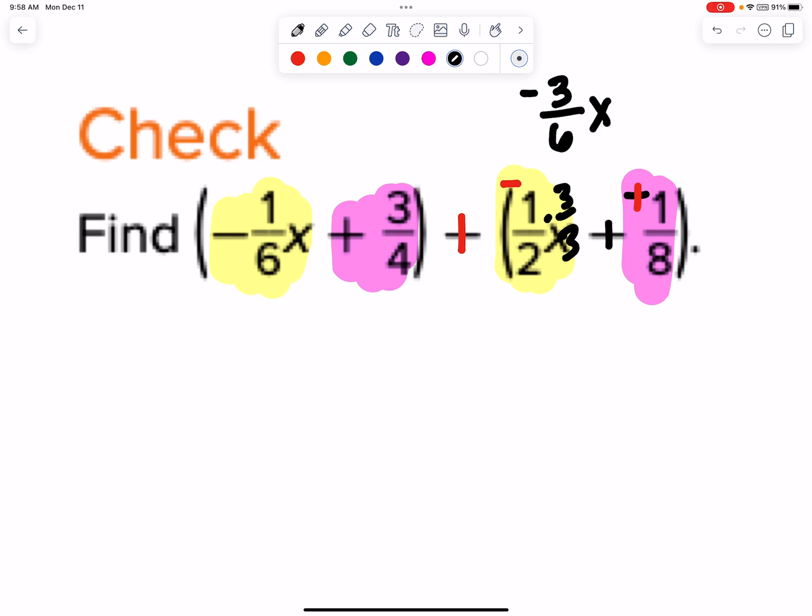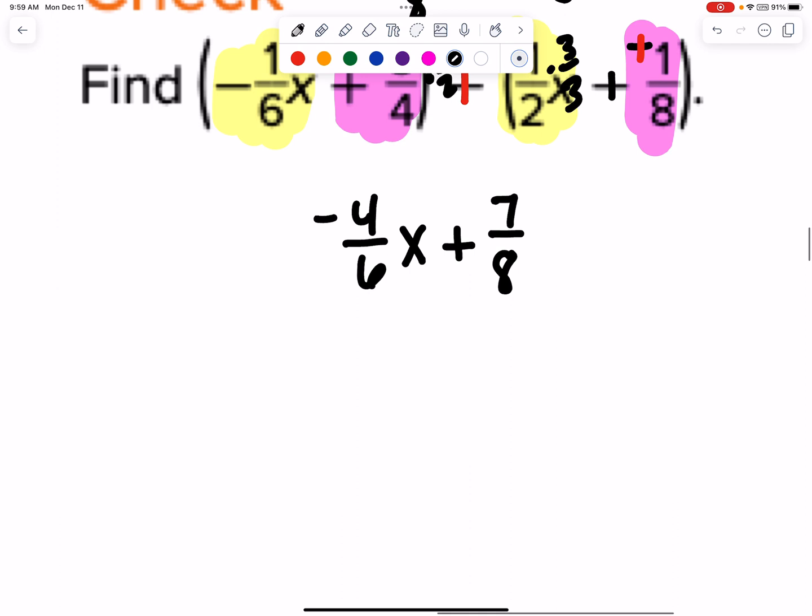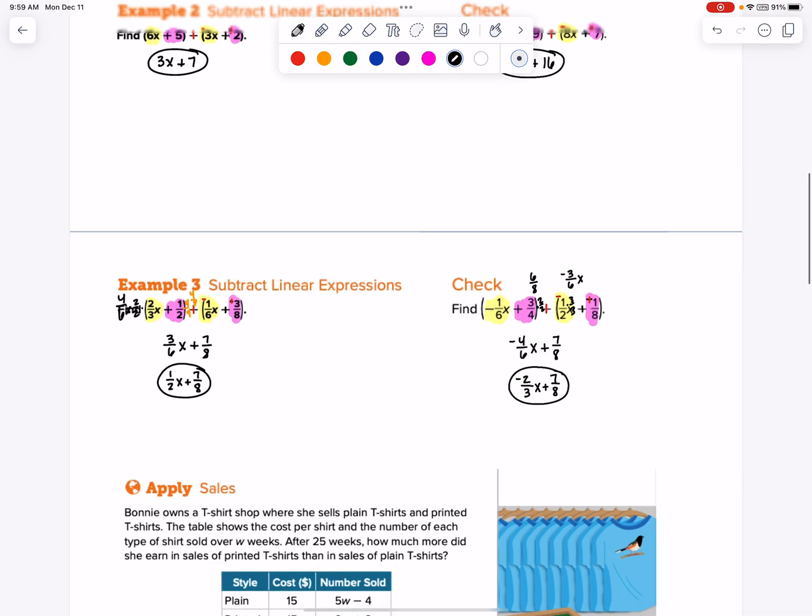So -1/6 and -3/6 is a -4/6x. Plus, we need to add the 3/4 and the 1/8, but we need them to have common denominators. So times 2 over 2 puts us at 6/8. So 6/8 plus 1/8 is 7/8. Okay, I could leave it like that, or simplify my 4/6, divide by 2 over 2, puts us at a -2/3 x plus 7/8. And voila, there we go.